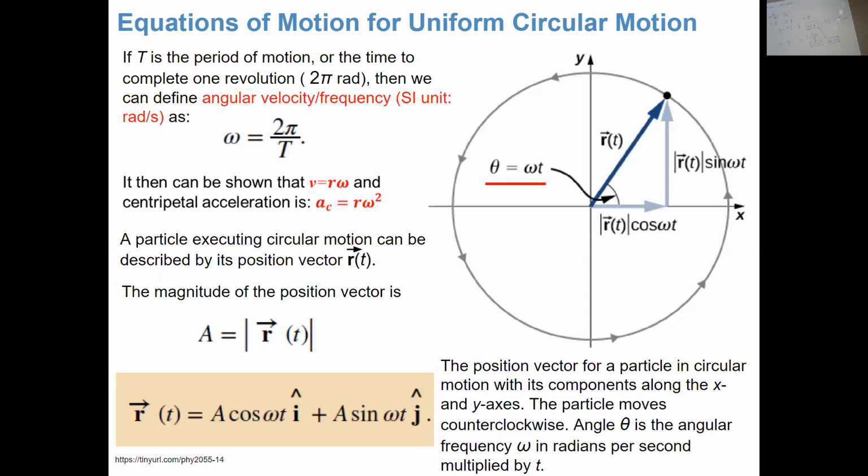The radius here, or the magnitude of the position vector, is always going to be a fixed number. For example, if it's 1 meter, then it's always going to be 1 meter, okay? So it's called the amplitude of the position vector. And this position vector, you can resolve into an x component and a y component.